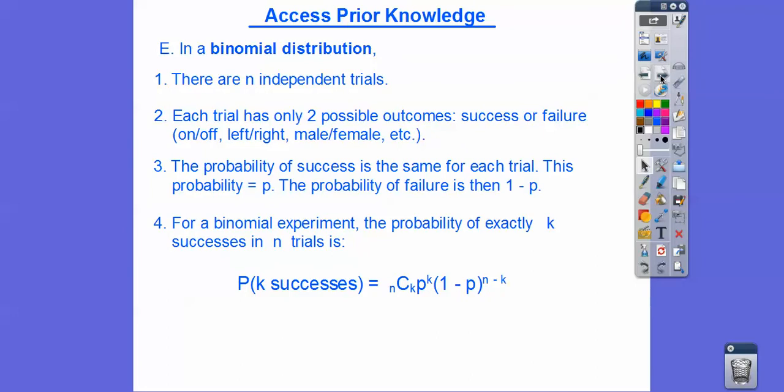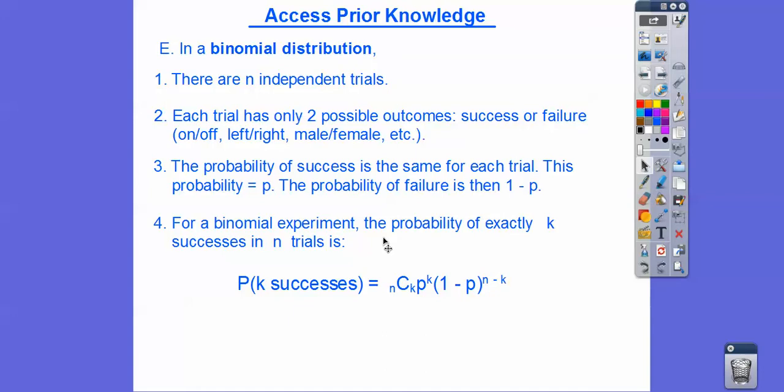Okay, so remember in chapter 10, and this is 10.6, I think, in a binomial distribution, there were n independent trials. Each trial, because it was binomial, only had two possible outcomes, either success or failure, which meant on or off, left or right, male, female, etc. There are only two choices. And the probability of success is the same in each trial. So if it equals p, then the probability of failure would be 1 minus p. Do you remember this? Kind of ring a bell?